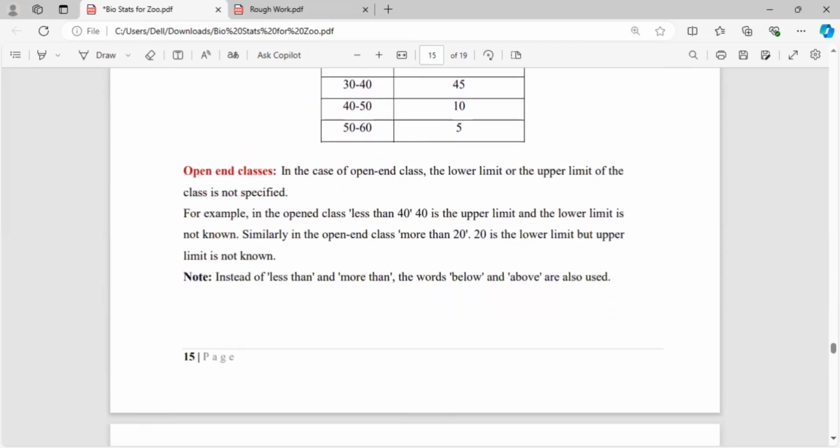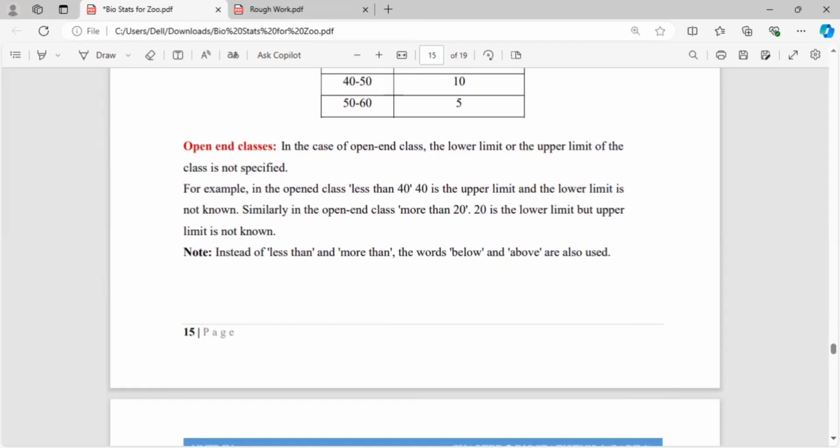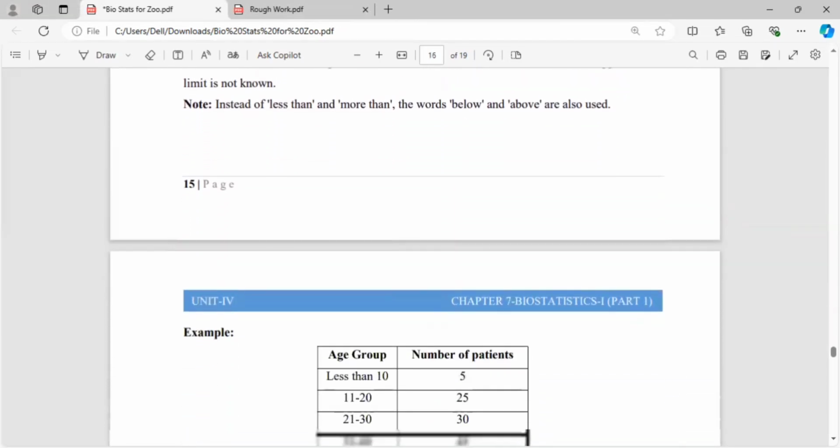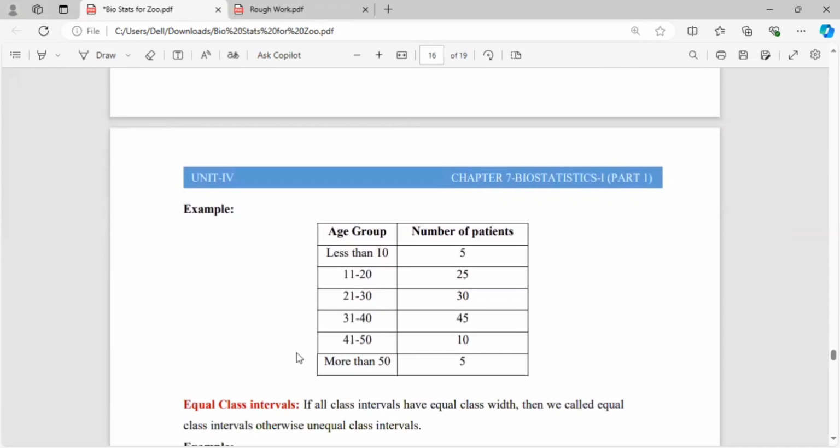The next one is the open-end class interval, right? In an open-end class interval, the lower or upper class limit is not specified clearly, likewise less than 5 and more than 50. If there is no specific information on the first class interval or last class interval, sometimes both, that is called open-end class intervals.